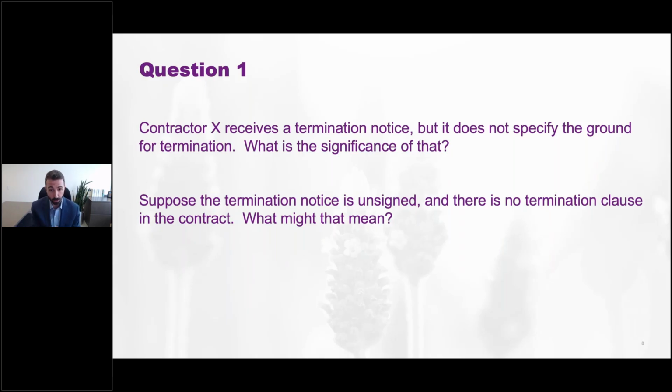I also have a question that I put on the screen that I'd be very interested to talk through. I want to give everybody just a moment to think about it. I know this has been on the screen for a few minutes, but let me just read it while we all think about it together. So, contractor receives a termination notice, but it does not specify the ground for termination. What is the significance of that? All right, suppose you get a letter that says contract is terminated, but it says nothing else. What's the significance of that?